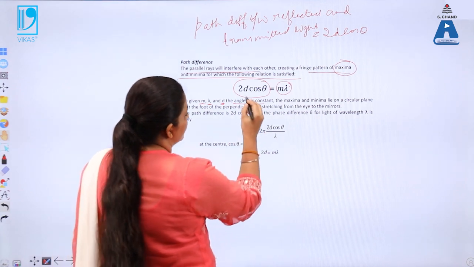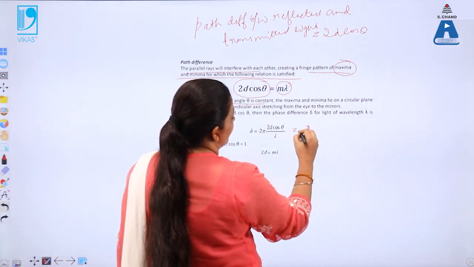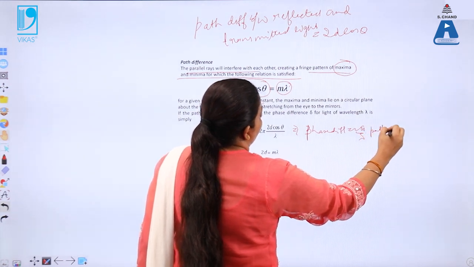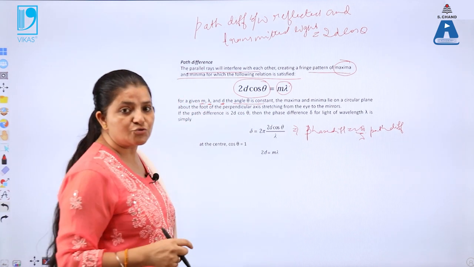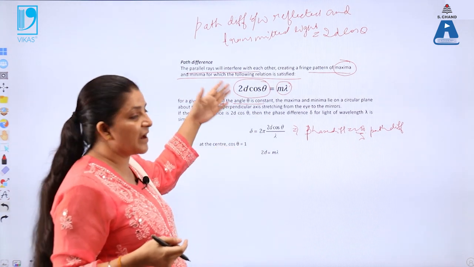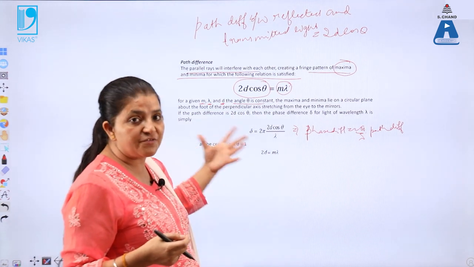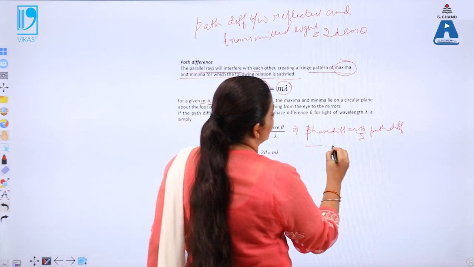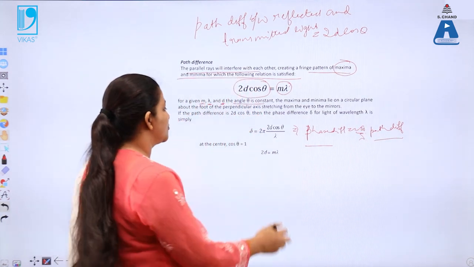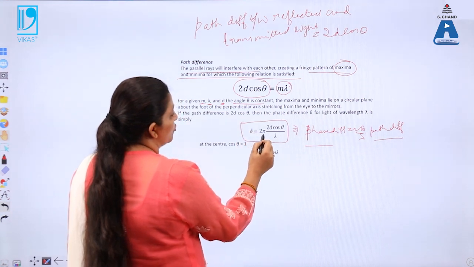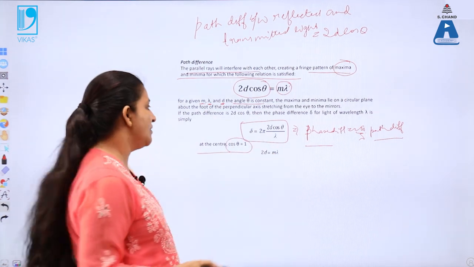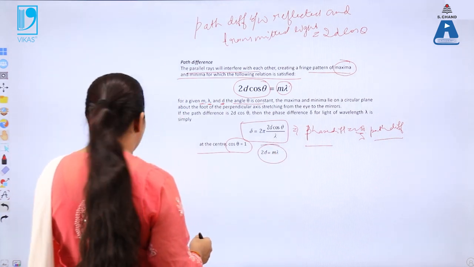Now if this is the path difference, then the phase difference can be given as 2 pi by lambda into the path difference. Since the light is reflected from the two mirrors A1 and A2, along with the path difference there comes a phase difference between the two rays. The two are related by this formula: phase difference equals 2 pi by lambda into path difference, so delta equals 2 pi times 2d cos theta by lambda. Now at the center, cos theta equals 1, so we get 2d equals m lambda.